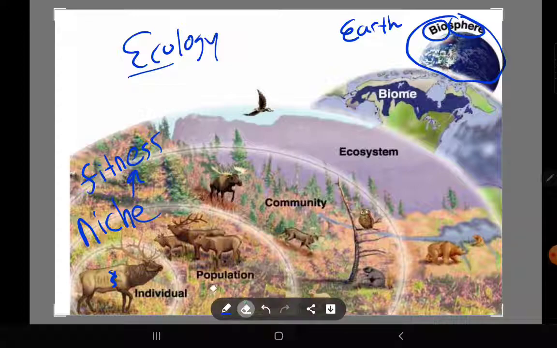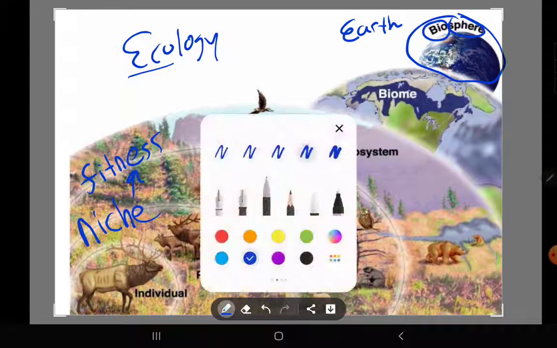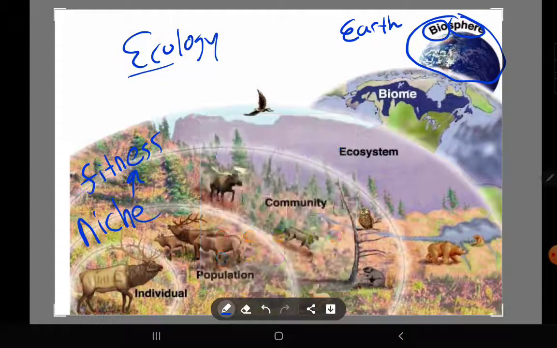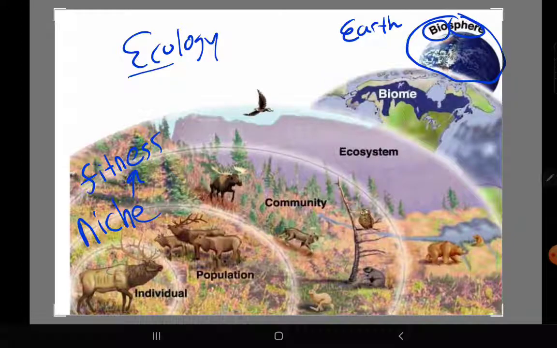I tried to draw DNA there, did not work out. Let me try that again. I'm going to do a smaller one, there we go. To pass on its genes. I am not a good artist. Okay, so anyway, that is looking at the individual.